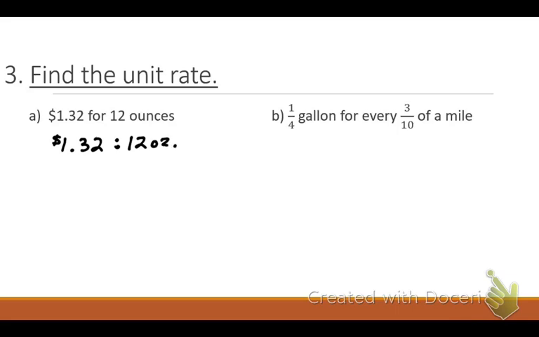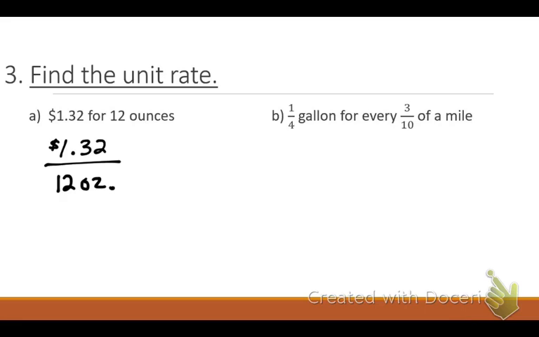But how have I told you I would prefer you to write a problem like this? A fraction bar, very good. So instead, we'll write $1.32 over 12 ounces. Now, when asking for the unit rate, it is telling us I actually don't want it to know per 12 ounces. I want to know per how many ounces? Per 1 ounce.